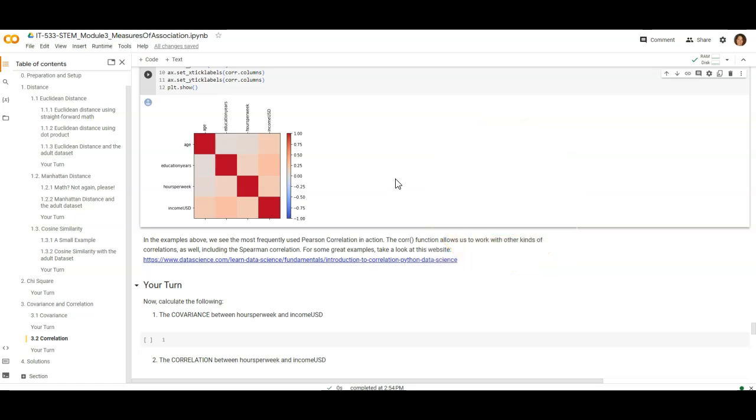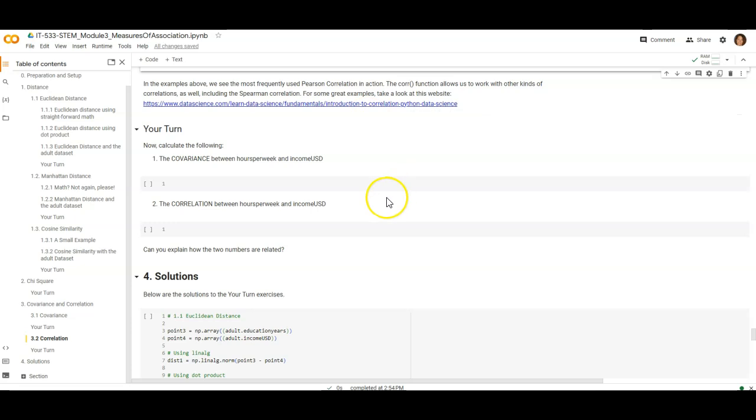Having said that, the Pearson correlation coefficient is not the only correlation coefficient. It is, however, the most frequently used one. The corr function supports other correlation coefficients as well, such as the Spearman-Rho correlation, which I encourage you to research on your own. So now, go ahead and practice this. Practice calculating the covariance between hours per week and income USD, and also the correlation between hours per week and income USD. And then see if you can explain how these two numbers are related.